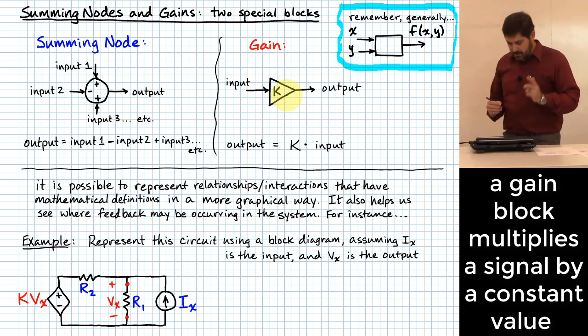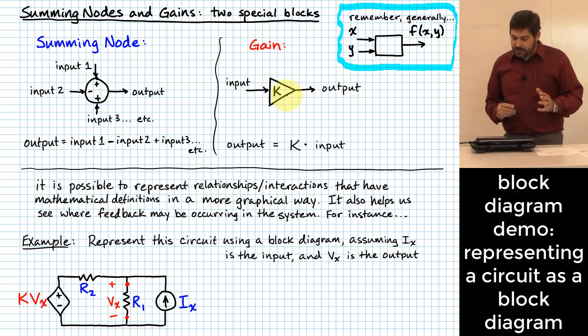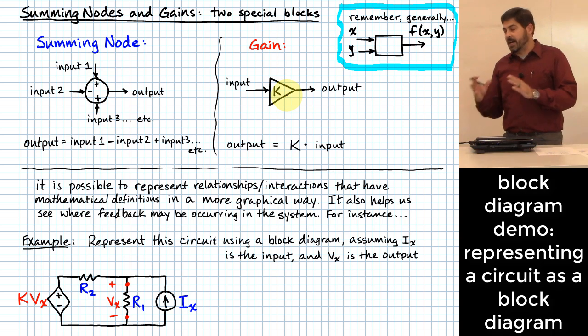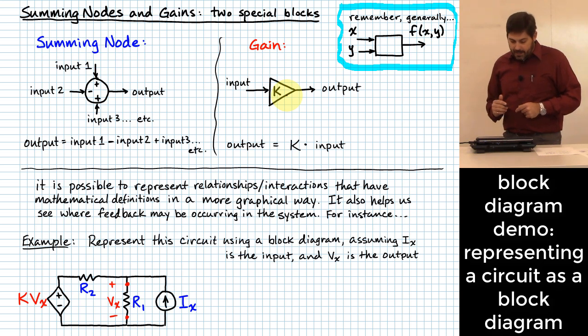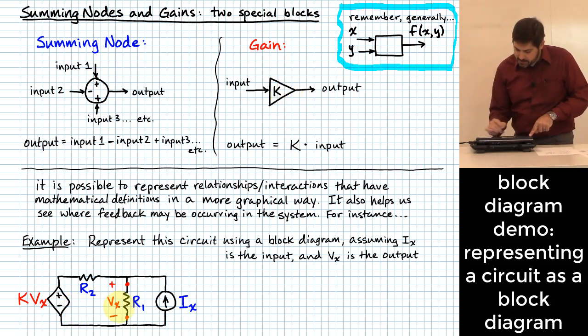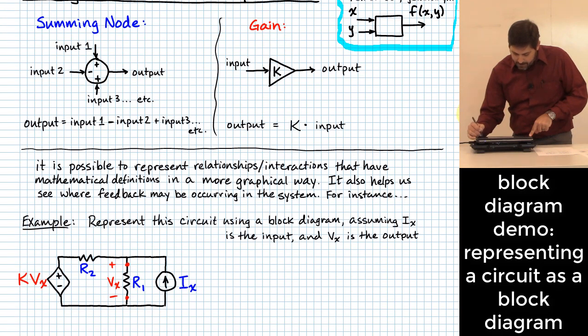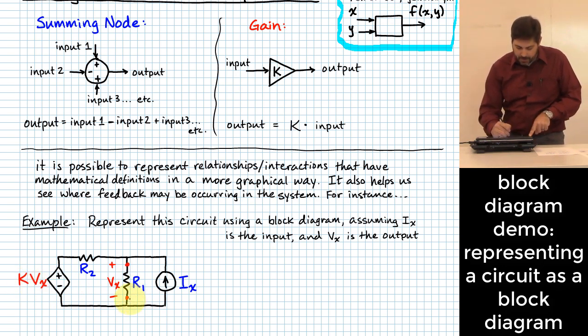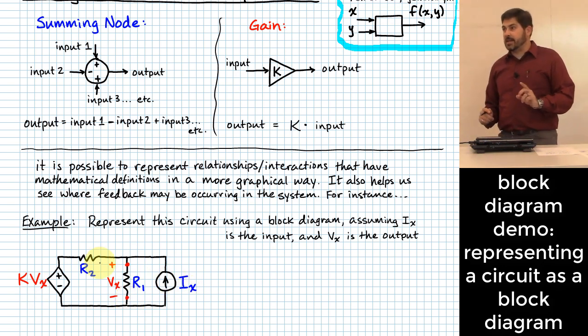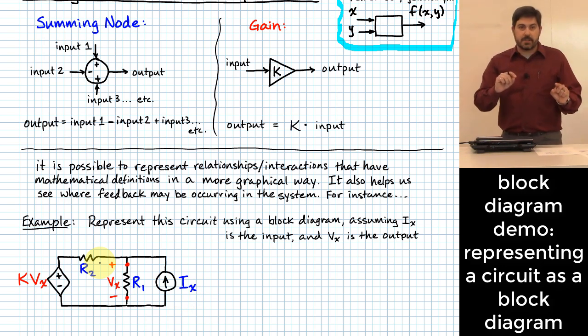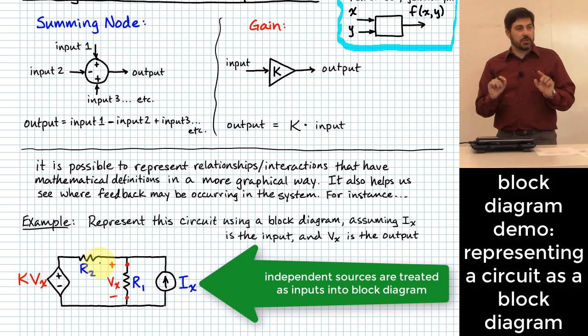With me? All right. So let me show you how you can use block diagrams to represent things that we should be somewhat familiar with from this course. Look at this circuit that I've got right here, where I've got a dependent source that has some factor of k times Vx, where Vx is the voltage across R1, and then I've got some current Ix that's feeding in here. The first thing I want you to see is that our inputs into our circuit problems, we usually represent those as independent sources, right?